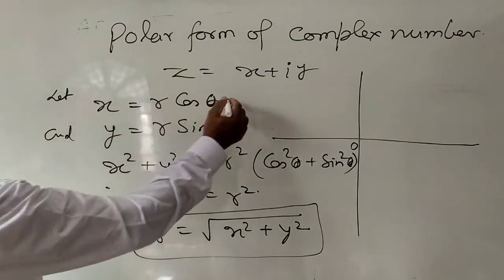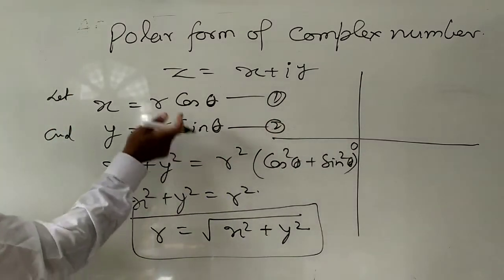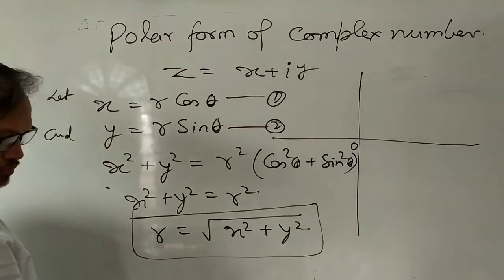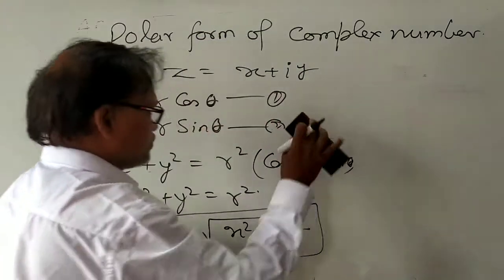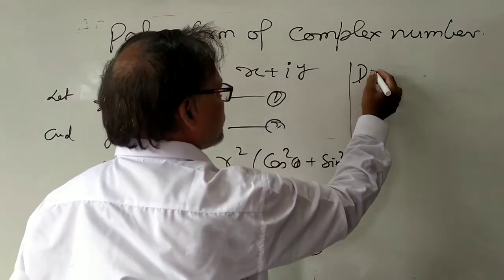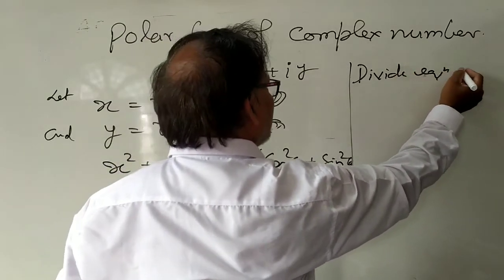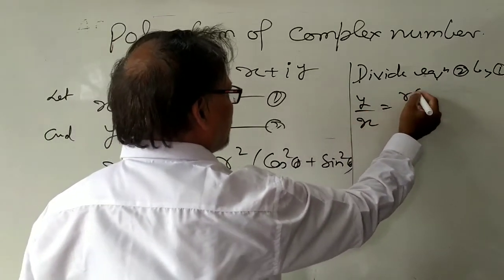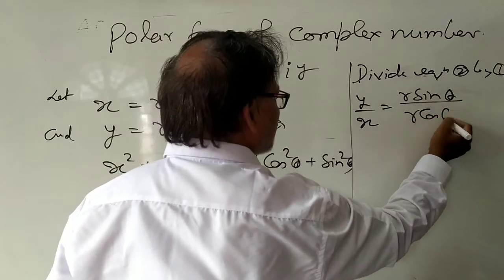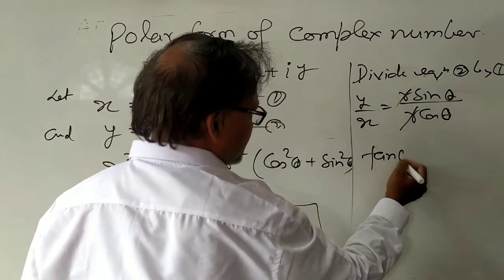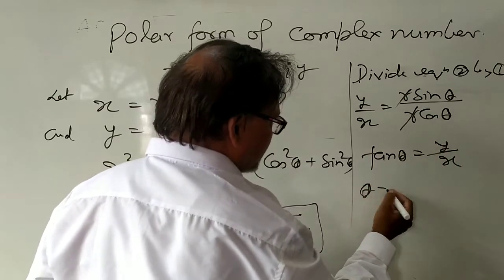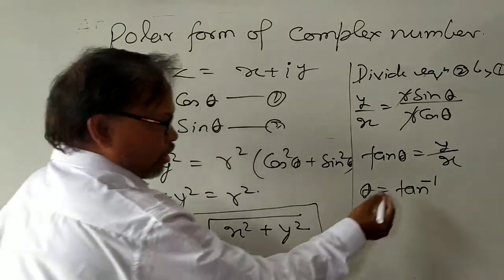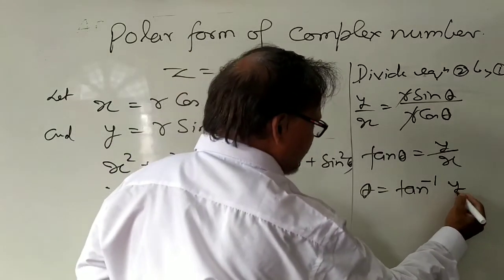And what is theta? If you divide equation 2 by equation 1, what you will get? y upon x is equal to r sin theta upon r cos theta. r cancels, so tan theta is equal to y by x, and this theta you can write as tan inverse y by x.